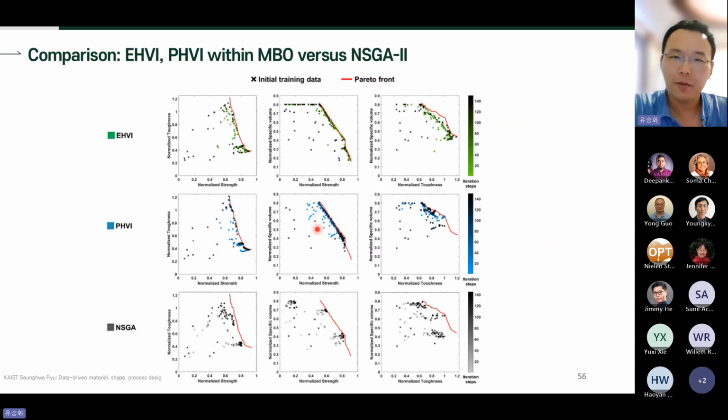Okay? And one thing I also want to share today is if we compare the MBO acquisition functions EHVI and PHVI with the conventional NSGA-II, in terms of finding the data set near the Pareto front, they outperform the conventional algorithm because EHVI and PHVI also include the information about uncertainty. Okay, so based on those probabilistic information, they are more efficient at searching the data set near the Pareto optimum.